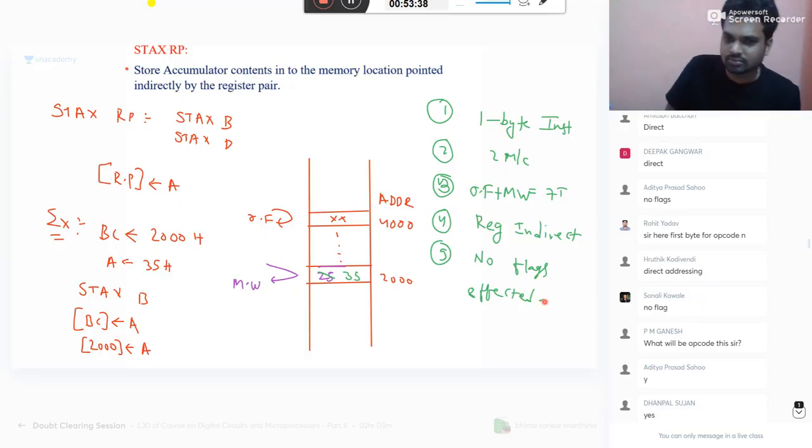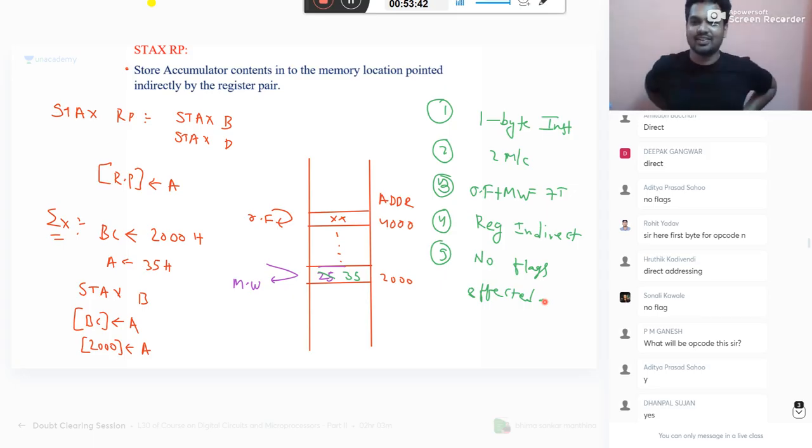Okay, let's keep some good name as the initial value. Happy, very good.